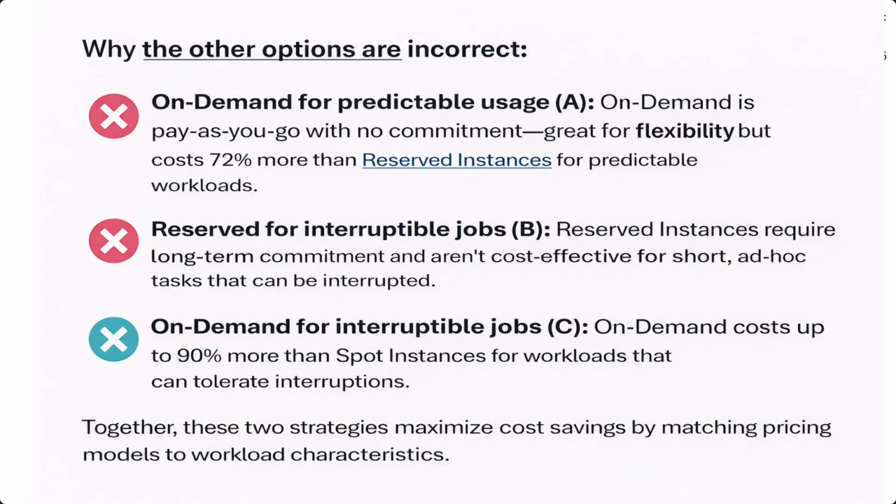Why the other options are incorrect. On demand for predictable usage, A. On demand is pay as you go with no commitment, great for flexibility, but costs 72% more than reserved instances for predictable workloads. Reserved for interruptible jobs, B. Reserved instances require long-term commitment and aren't cost-effective for short ad hoc tasks that can be interrupted. On demand for interruptible jobs, C. On demand costs up to 90% more than spot instances for workloads that can tolerate interruptions.